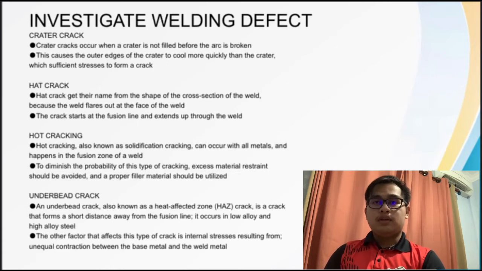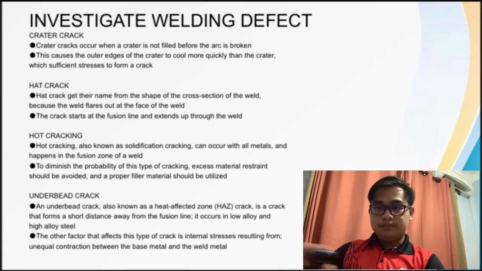Underbead crack. An underbead crack, also known as a heat affected zone crack, is a crack that forms a short distance away from the fusion line. It occurs in low alloy and high alloy steel. The other factor that affects this type of crack is internal stresses, resulting from unequal contraction between the base metal and the weld metal. That's all from me.